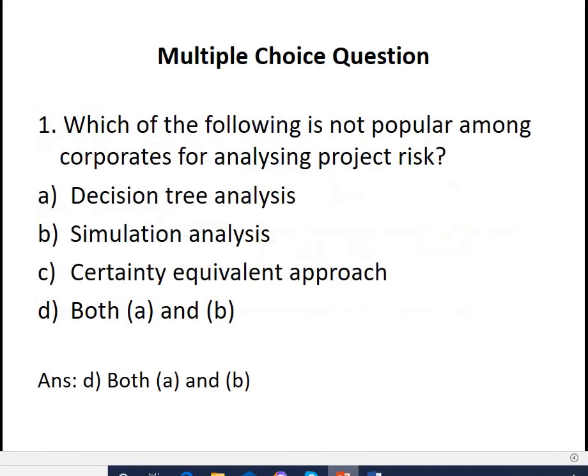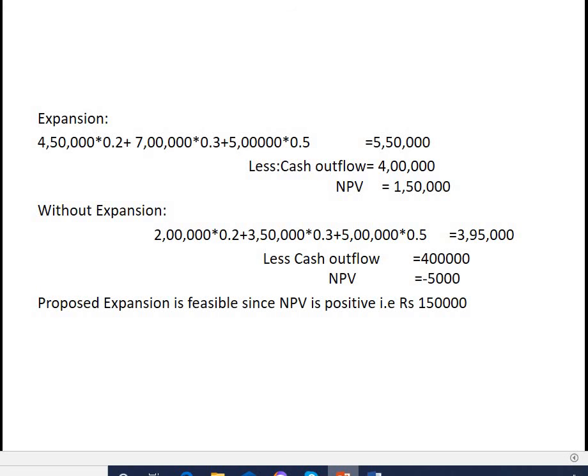So this is about the calculation of decision tree analysis. Thank you.